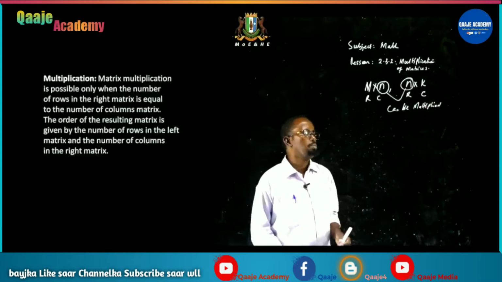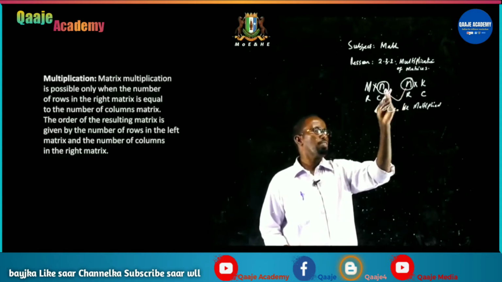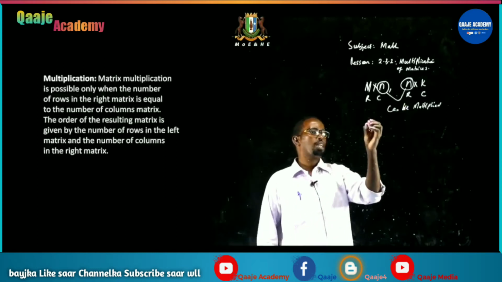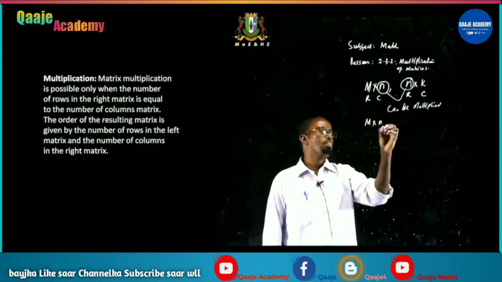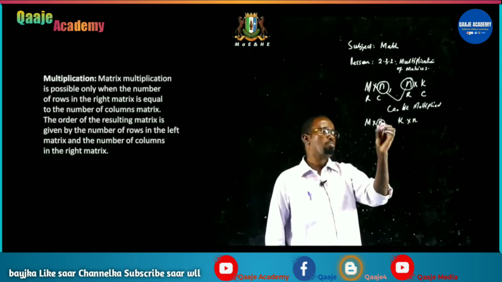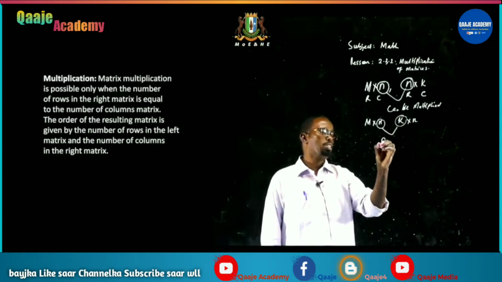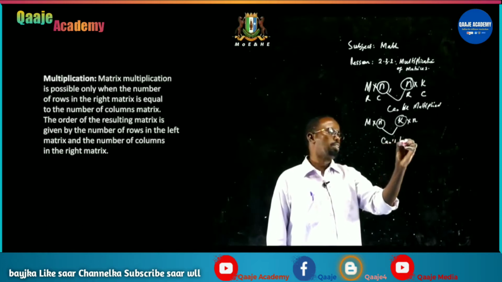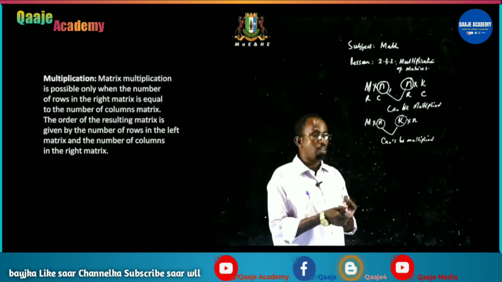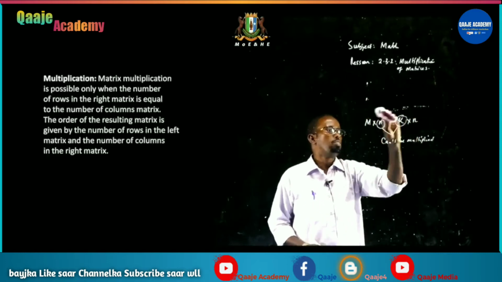If these two are not the same, then the two matrices cannot be multiplied. For example, m times n for the first one, and k times n for the second. You can see now the column of the first is not the same as the row of the second matrix, so the two matrices cannot be multiplied. They are not conformable. So that is the rule for matrix multiplication.